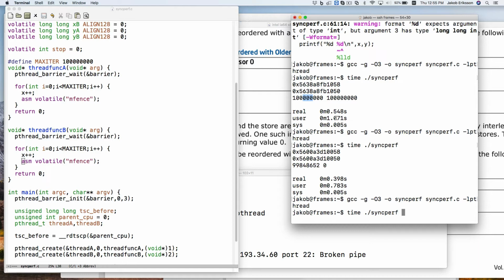Okay, so what did I do now? I put this M fence in here. What do you think we will get then? We know it's going to be slow, right? We already did that one. But how many increments are we going to get? 200 million. I don't know about that. Closer to 200, yes, I think it'll be closer.